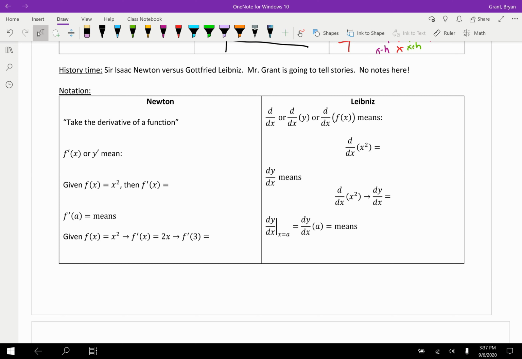So he's 23 years old, right? This is 1666. And he says, I need some math to do something. Well, what was that something? He was really interested in planetary motion.